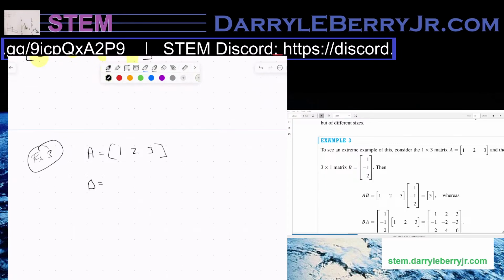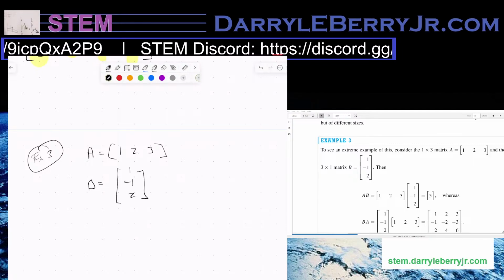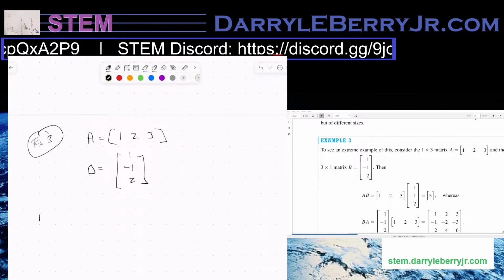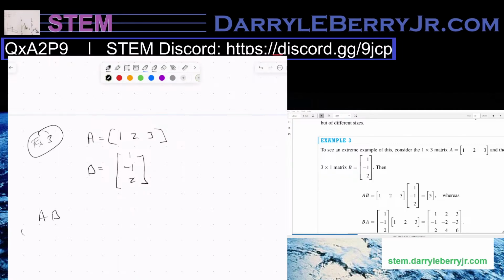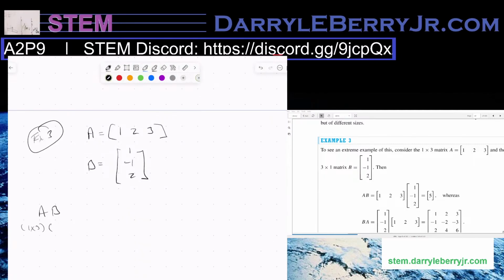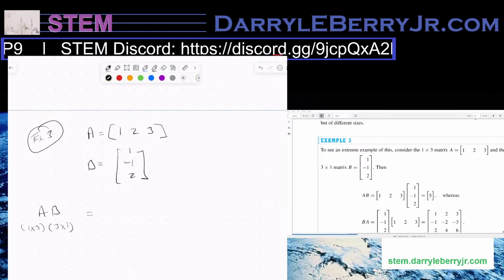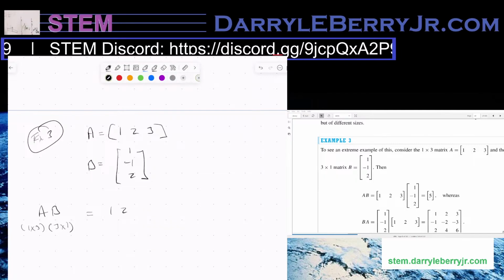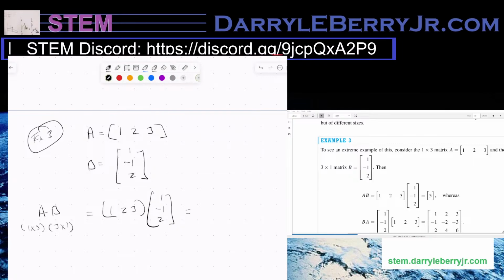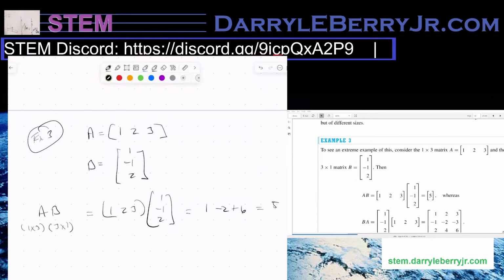B equals 1, -1, 2, right? So AB, which is 1 by 3 times 3 by 1, I should have a 1 by 1. So that's going to be 1, 2, 3 times 1, -1, 2. So that equals 1 minus 2 plus 6.